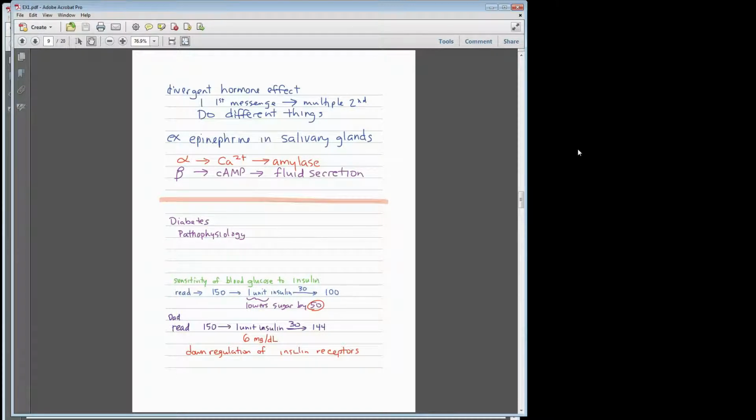Alpha receptor activation causes an influx of calcium, the second messenger, and then the amylase enzyme is synthesized, and I believe amylase is crucial in digesting food. Double check me. And the beta receptors, when they're activated, create cyclic AMP through their pathway, and then cyclic AMP works with the intracellular proteins. Those ones are designed for fluid secretion.